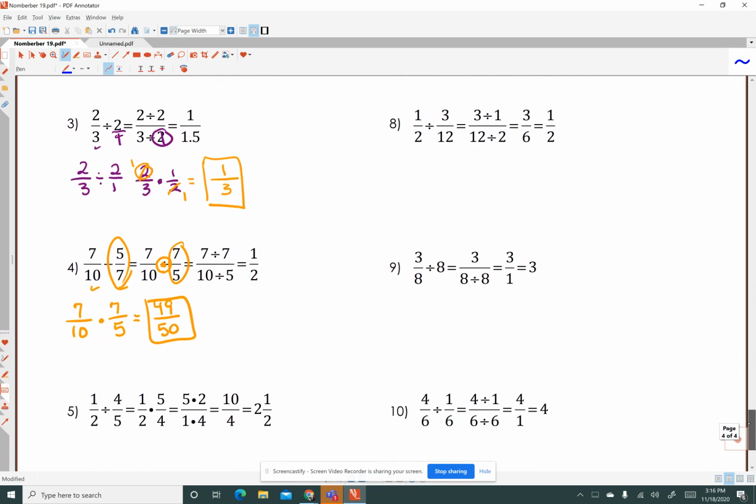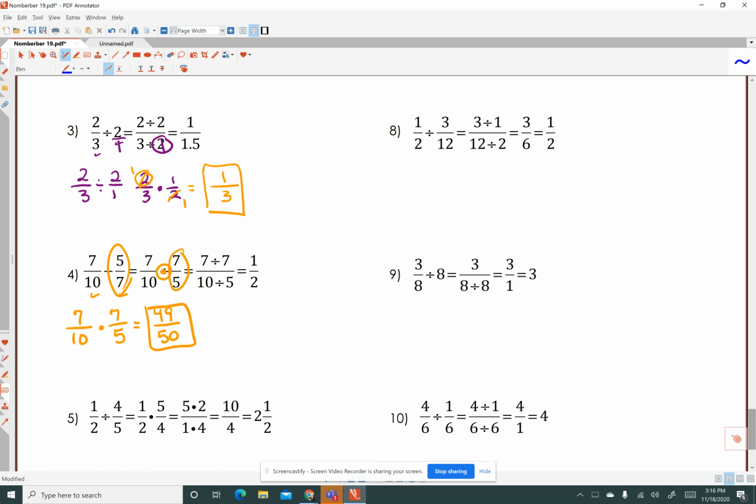Let's move on to 8. So we have 1/2 divided by 3/12. So instead, they did 3 divided by 1 and 12 divided by 2. Okay, they did not flip or multiply, so let's redo this. We should have 1/2 divided by 3/12, which we rewrite as 1/2 times 12 over 3. And we can simplify. 2 goes into itself 1 time and into 12 6 times. 6 times 1 is 6. 3 times 1 is 3. And 6 divided by 3 equals 2 for a final answer.